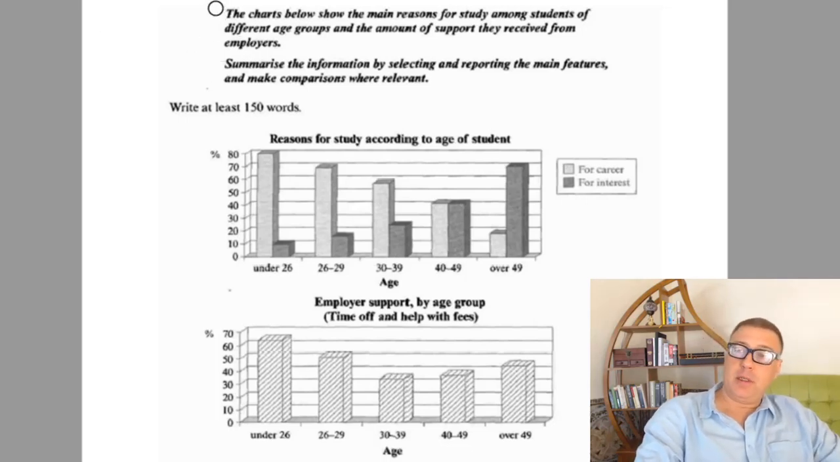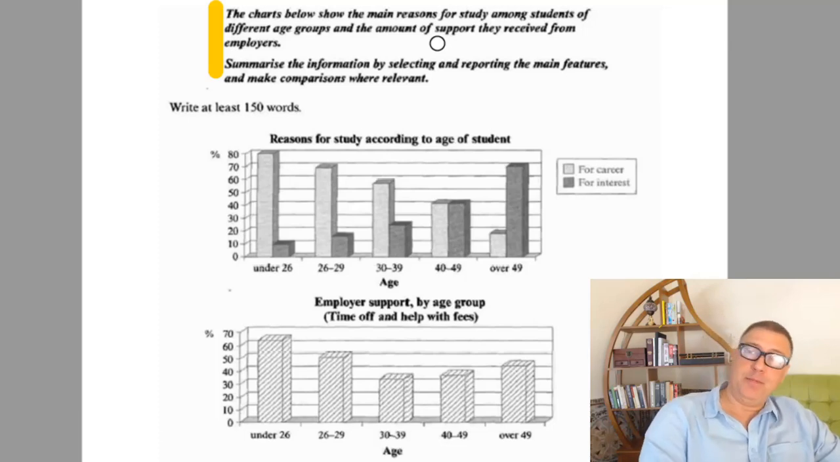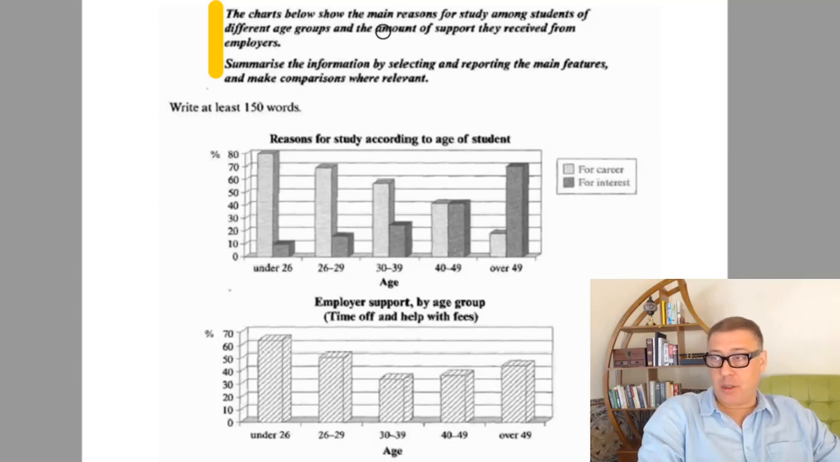So first of all, we think there's our information that we want for our introduction, right? We want three things to happen in our report: introduce what the graphs are talking about, give an overview, the basic summary, and go into detail about the basic details of the features we mentioned in our summary or overview. So the charts below show the main reasons for study among students of different age groups and the amount of support they receive from employers. So paraphrasing that, describing in a slightly different way, that's all you need to do.